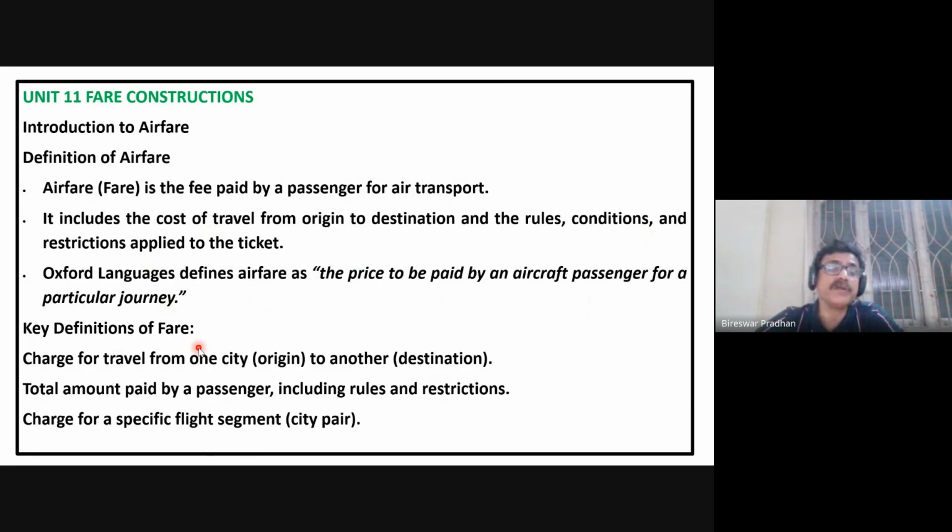The key definition: fare charges for travel from one city to another, from origin to destination. The travel amount paid by the passenger includes the rules and restrictions, the charge for the specific flight segment, and the city fare. The components of airfare: 11 elements are there.